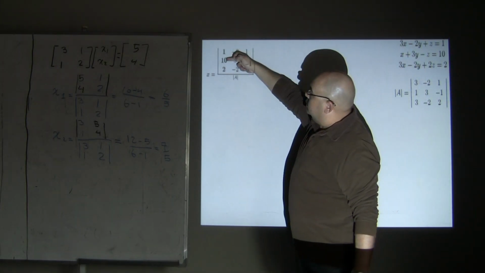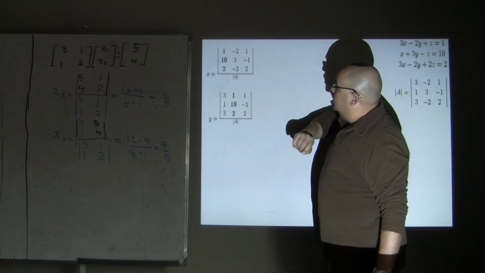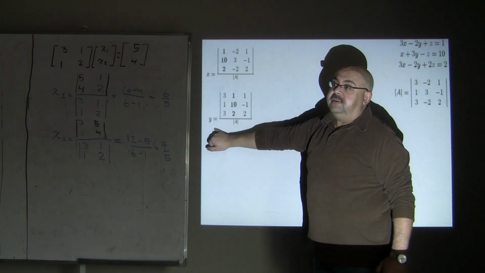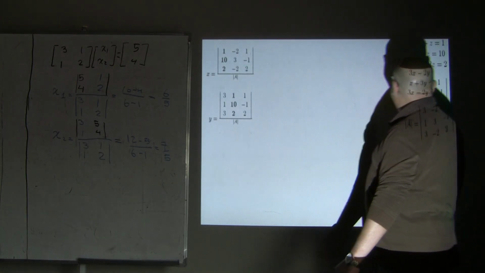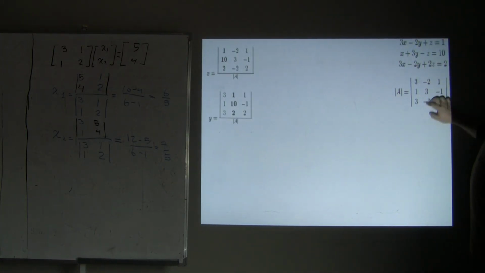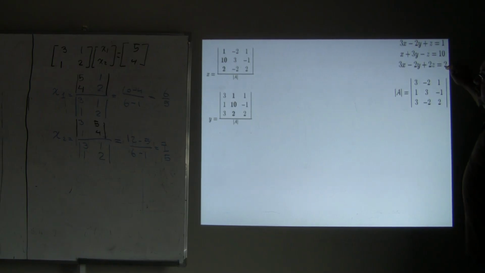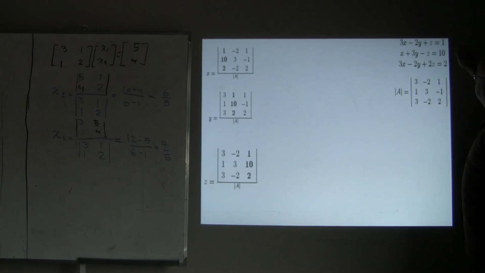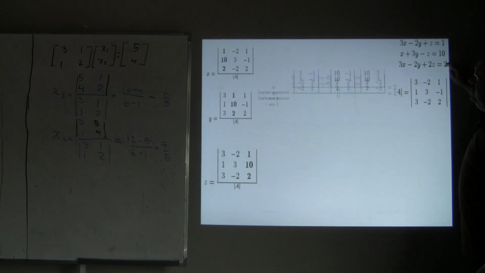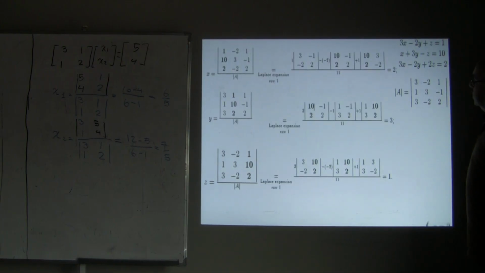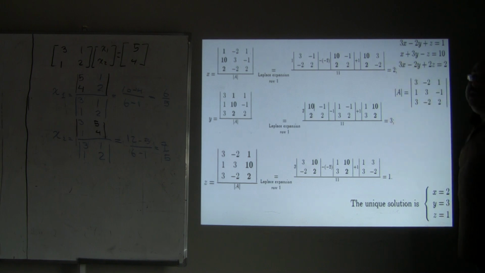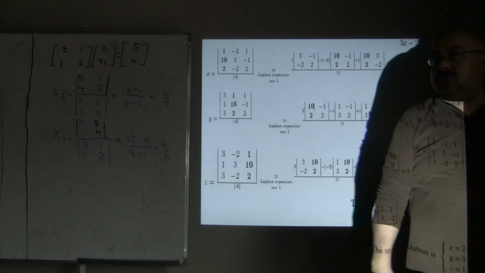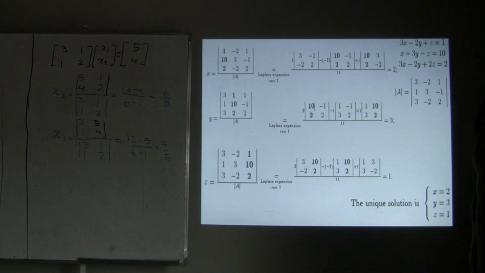Here we go, 1, 10, 2. Evaluate the numerator. Similarly, for variable y, I will replace the second column with 1, 10, and 2. Then I will go for x3, replacing the third column with 1, 10, and 2. And evaluate each one of them using Laplace or whatever. I have the values of this set of solutions, the solution of this system.